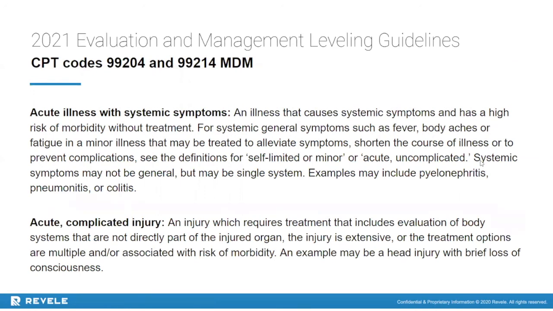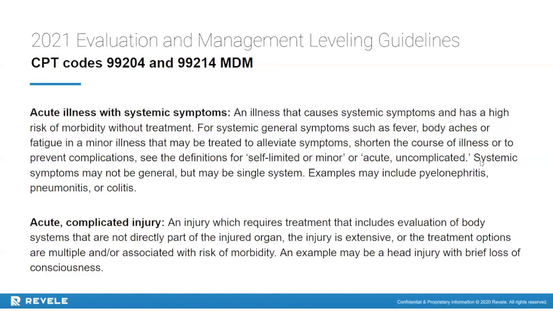For systemic general symptoms such as fever, body aches, or fatigue in a minor illness that may be treated to alleviate symptoms, shorten the course of illness, or to prevent complications, see the definitions for self-limited or minor or acute uncomplicated. Systemic symptoms may not be general, but they may be of a single system. Examples may include pyelonephritis, pneumonitis, or colitis.